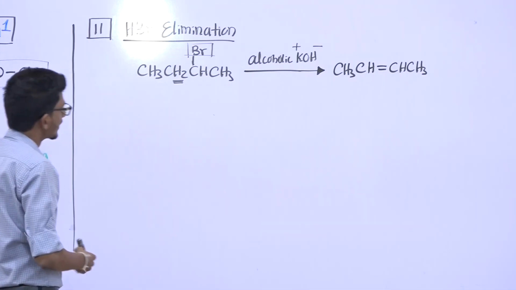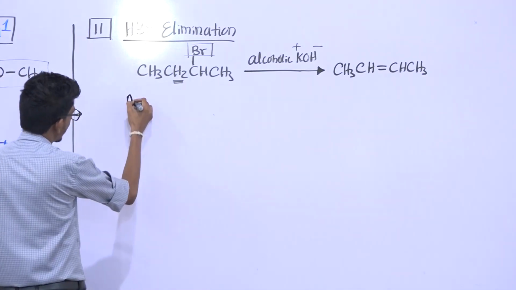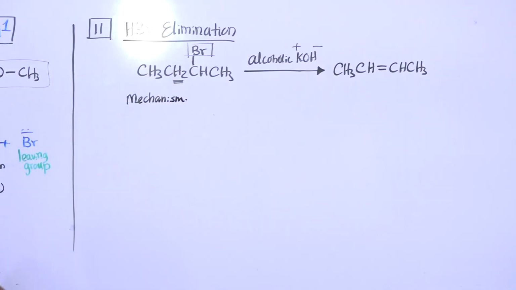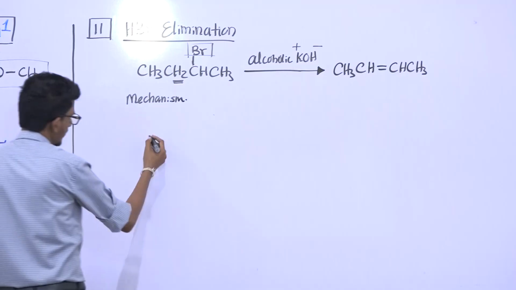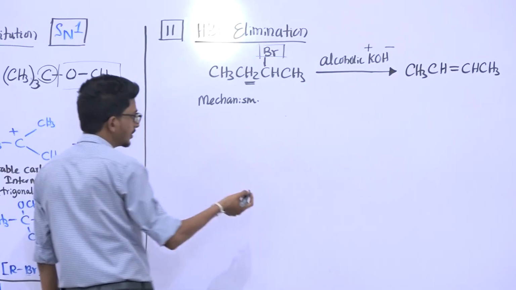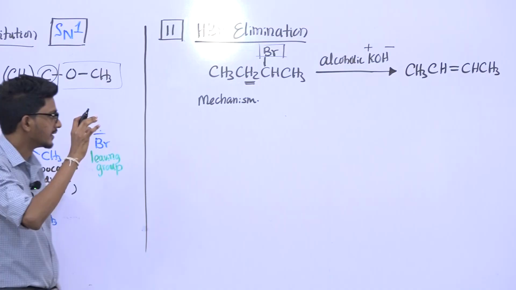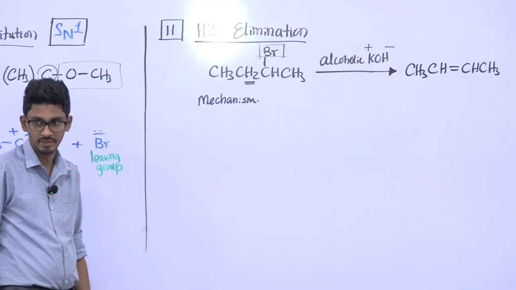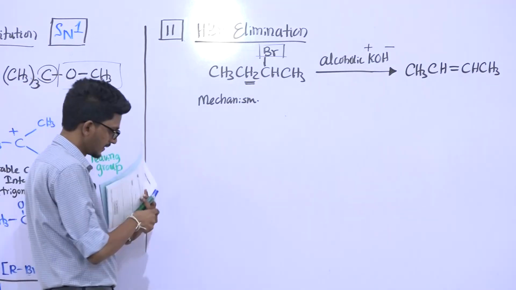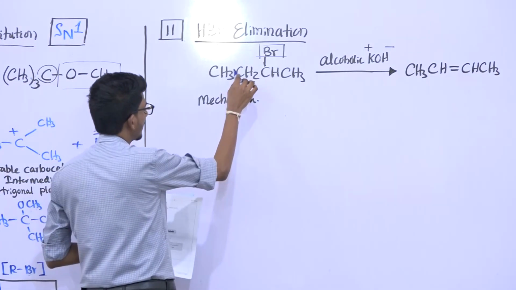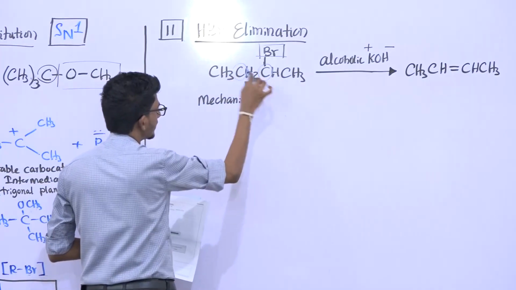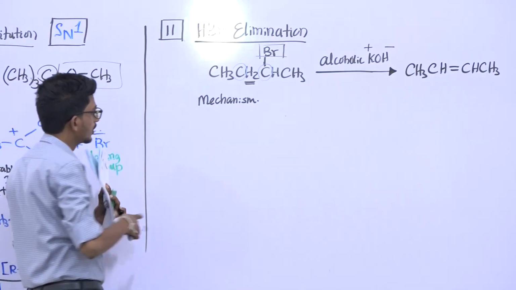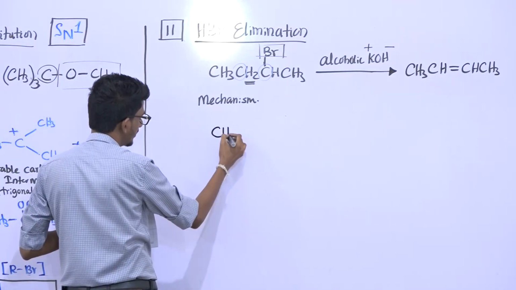So let's write the mechanism. New mechanism. Right, mechanism. So what will happen here? First of all, I am again telling you, just display all the bonds with the carbons involved in bond breaking and bond forming. What are the carbons involved in bond breaking and bond forming? With those two carbons, just display all the bonds. Then it will become very easy to write the mechanism.